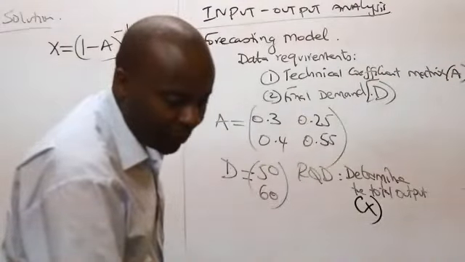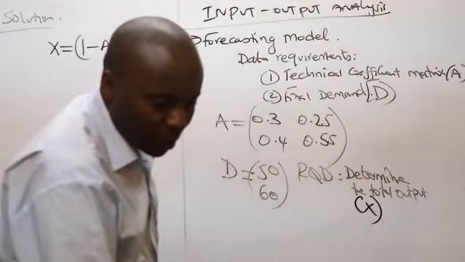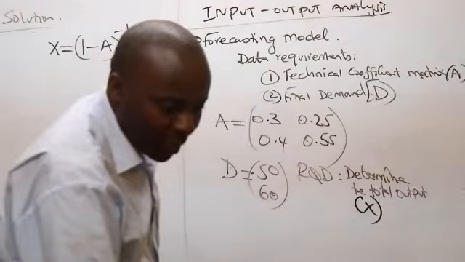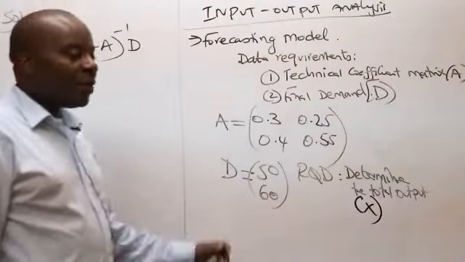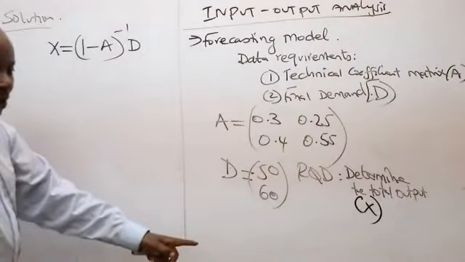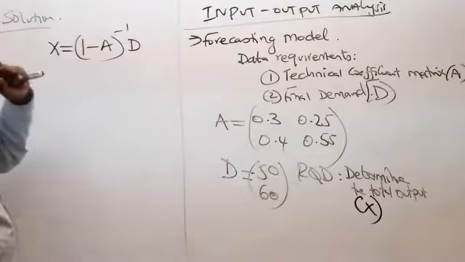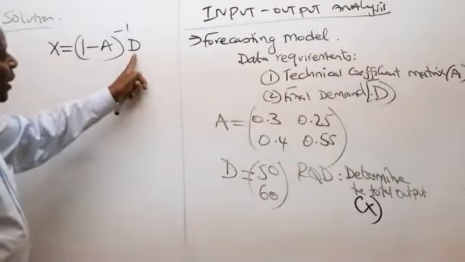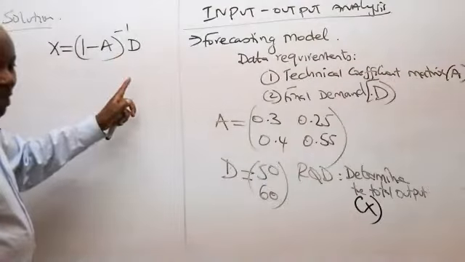As we work hard to understand this input-output model, this is something you need to know from the word go: X stands for the total output, A stands for technical coefficients, and D stands for final demand.